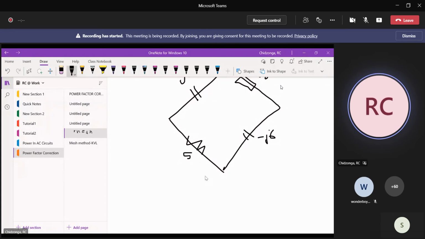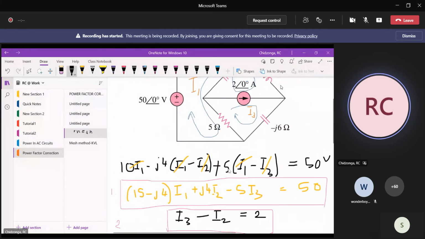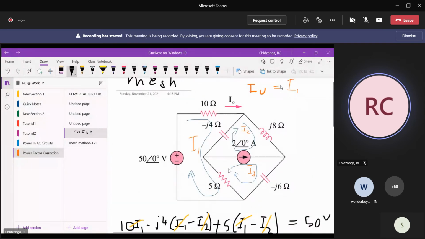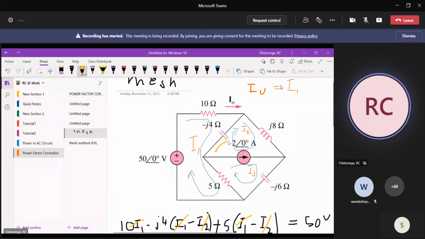5 ohms, right? Now you'll notice that I did not draw the middle branch with the current source. I've left it out here. The reason why I've done that is because I'm going to create a super mesh. And the super mesh is going to be this loop. That is what I'm going to call a super mesh. I've removed the current source.